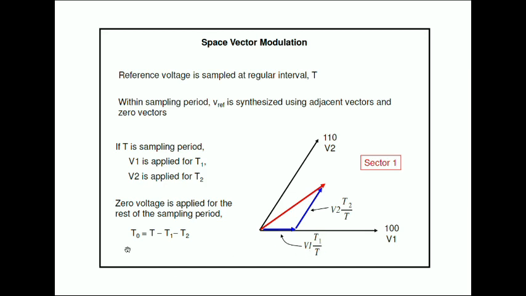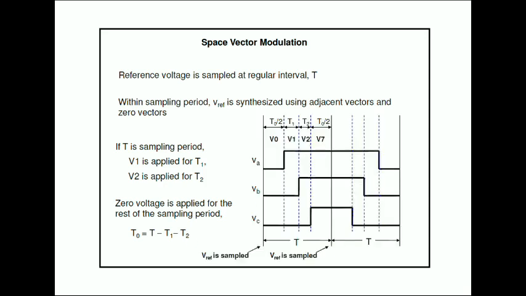So we can say that the time for which the zero voltage vector is applied is equal to the total time period, or the sampling regular interval, minus T1, the time duration for which vector V1 is applied, and minus T2, the time for which vector V2 is applied. This is more understandable when we consider this graph.